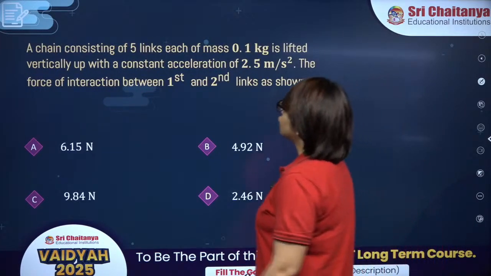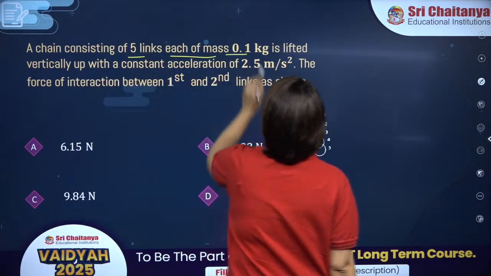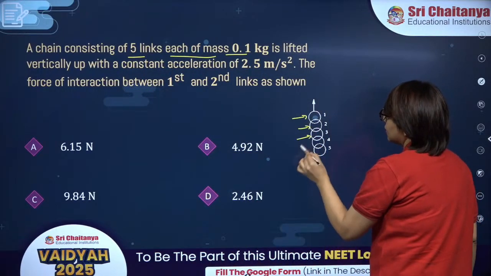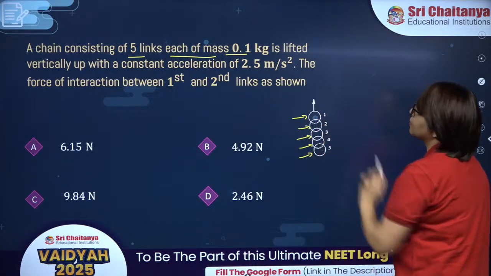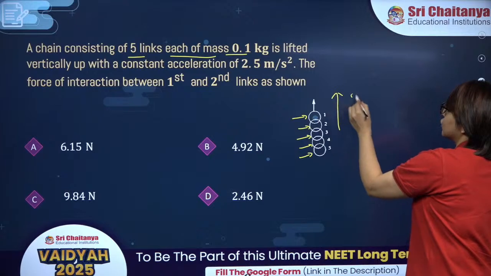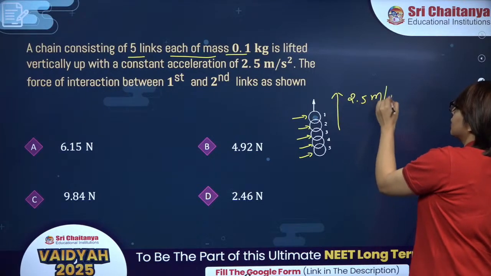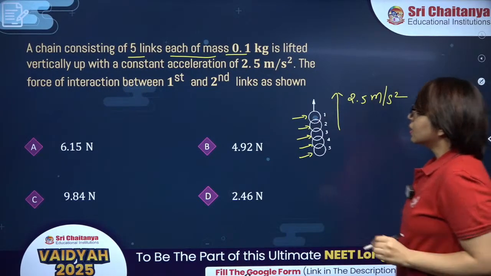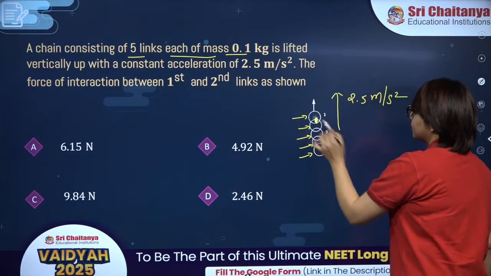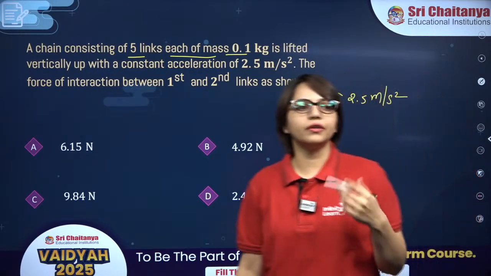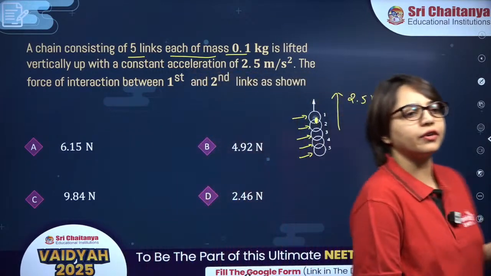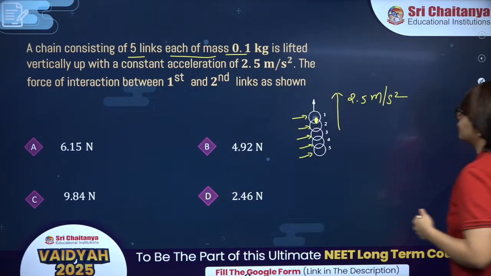Next is a chain consisting of 5 links, each of mass 0.1 kilogram. So this is of 0.1 kilogram each, and it is lifted vertically up with constant acceleration 2.5 meter per second square. You have to find the force of interaction between the first and second link as shown in the figure. Chalo, try this one everyone.